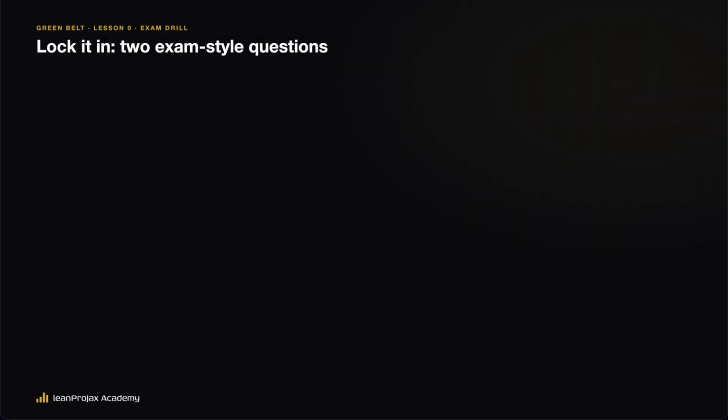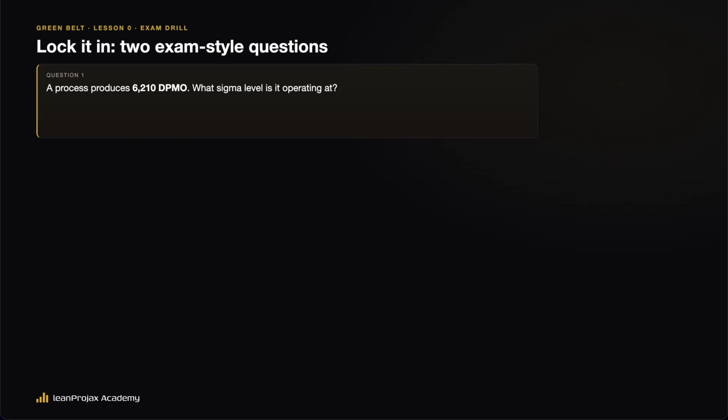2 exam-style questions. Question 1. A process produces 6,210 defects per million opportunities. What sigma level is it operating at? Pause here if you need a moment. That's 4 sigma. Remember the ladder.